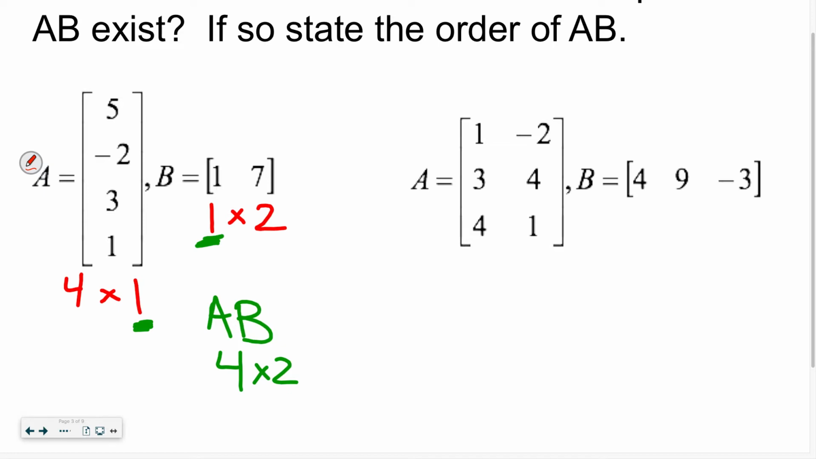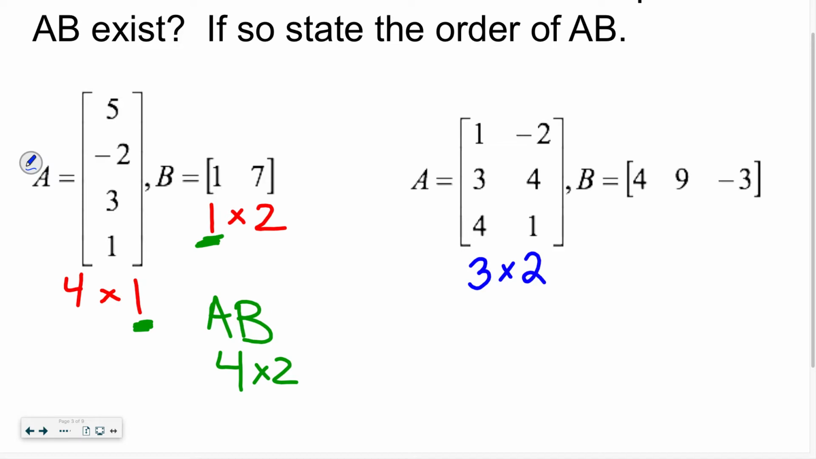Find the order of A and the order of B. By 3. Oh yeah, the answer is... Oh, wait, no, 3 by 2. Okay, Abby, do you have an order for A? 3 by 2, right? It's horizontal first, then vertical. So this is a 3 by 2.